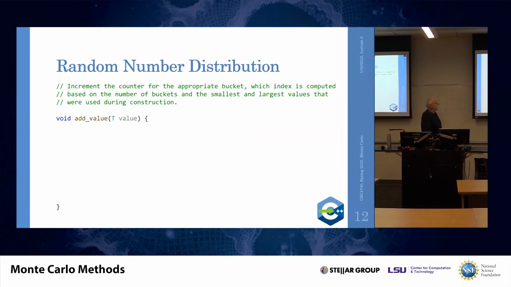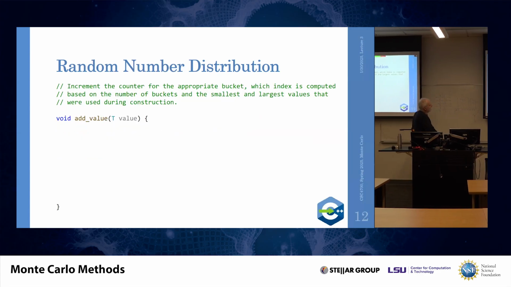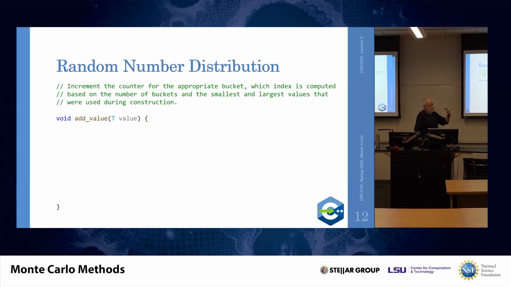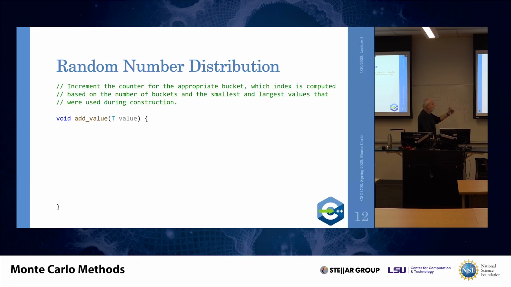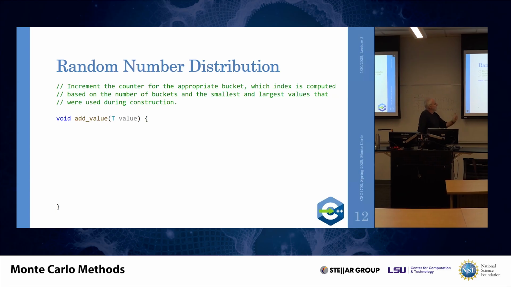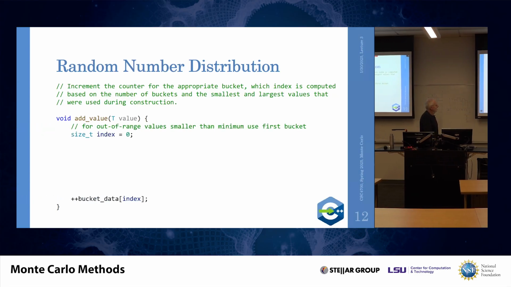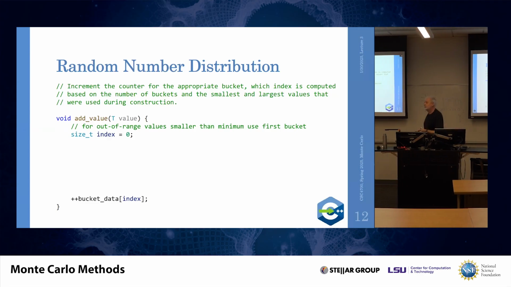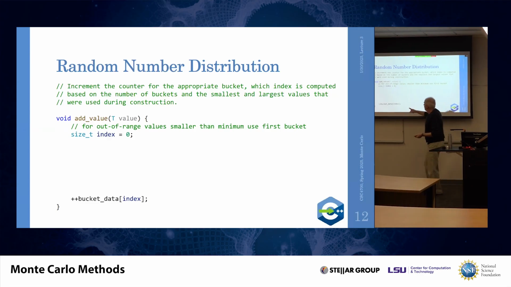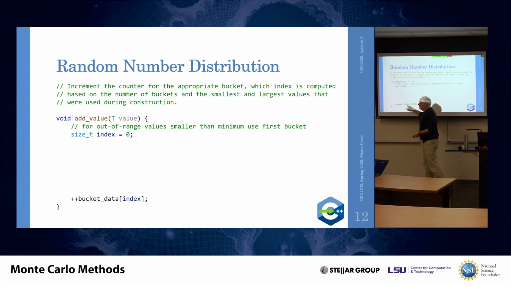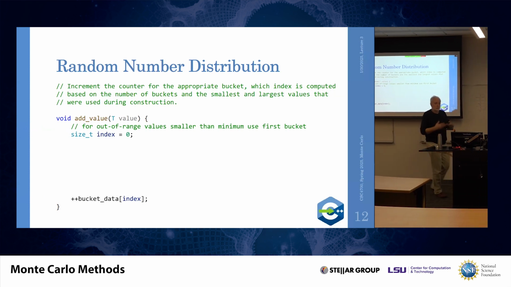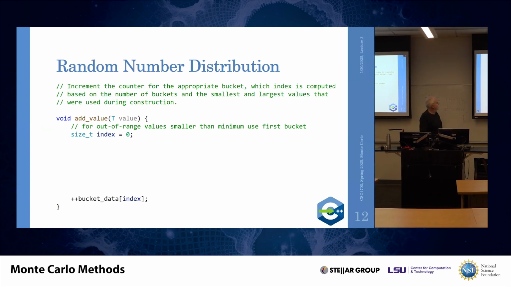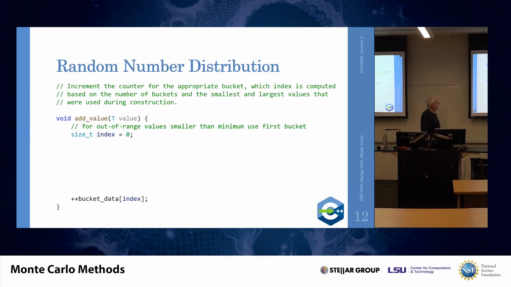So let's look at add value. This thing adds 1 value to the bucket, so its task is to increment one of the counters in the vector of buckets. In the end, we have to calculate which index to use, and we have to increment that one element in that counter that corresponds to that index in our list of buckets. So how do we calculate the index? Well, the index is very, very simple.